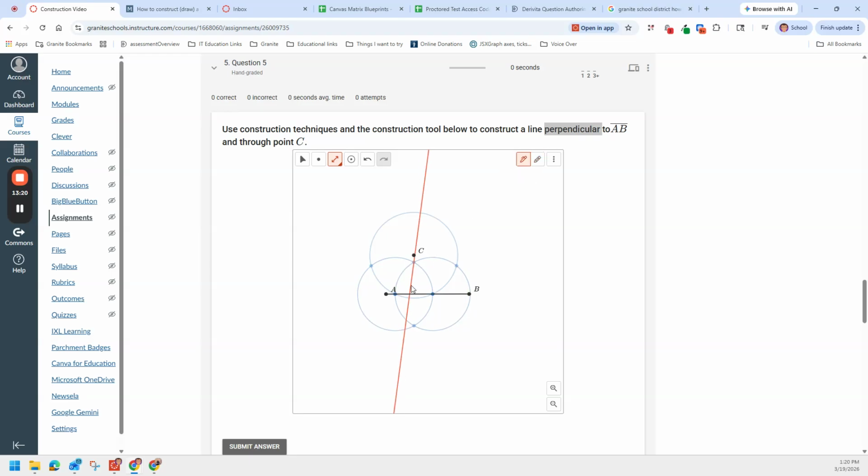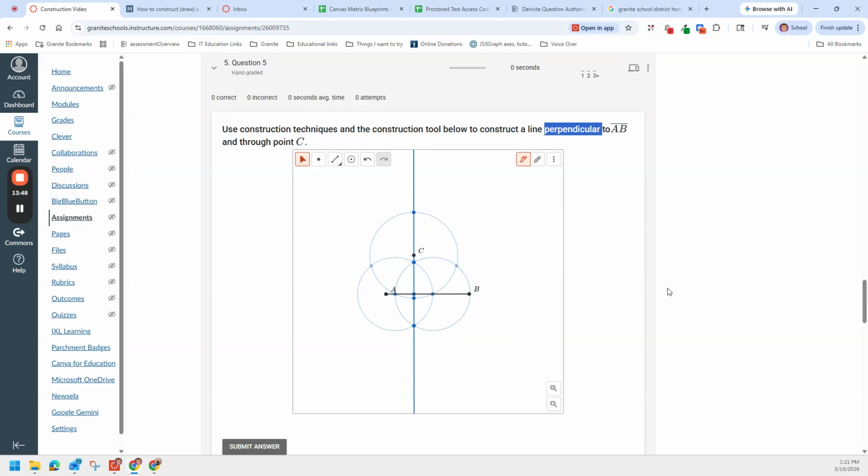So there. I just combined what we learned earlier about doing a perpendicular bisector with one new step so that I could use it to create a perpendicular line that'll go through any point.